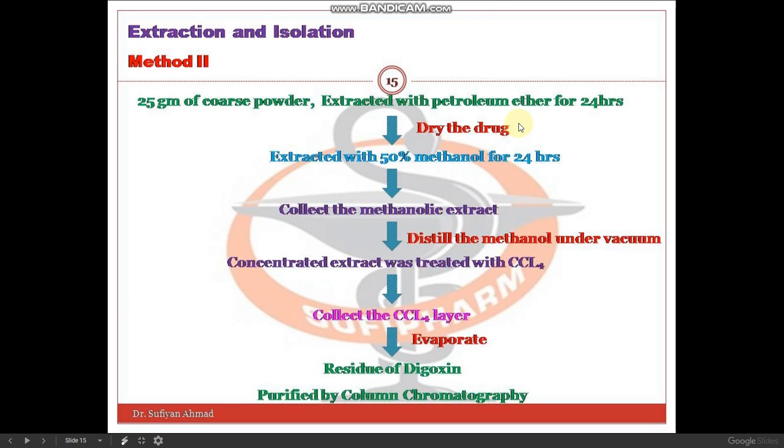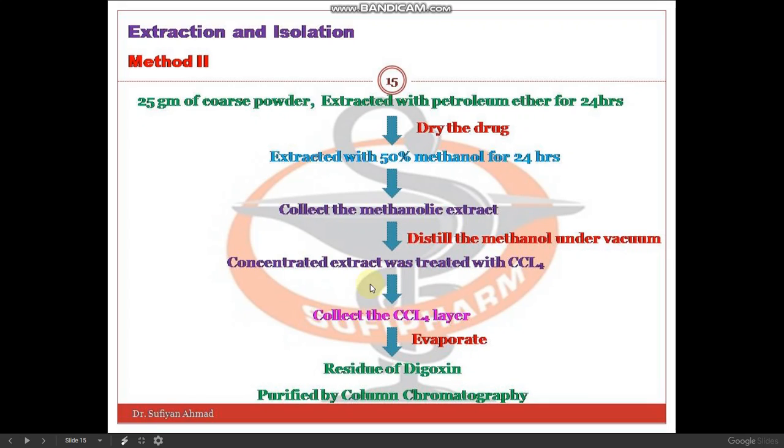Okay, defatting is done. You will dry the drug. Then again you will extract this same drug with 50% methanol for 24 hours, and you will collect the methanolic extract, and you will distill the methanolic extract, or you can say concentrate it under vacuum. Then you will treat this with carbon tetrachloride. Okay, and you will collect this carbon tetrachloride layer, and you will evaporate to obtain digoxin, which is further purified by column chromatography.